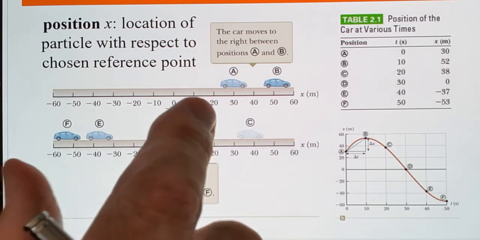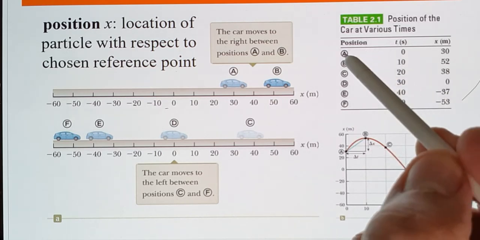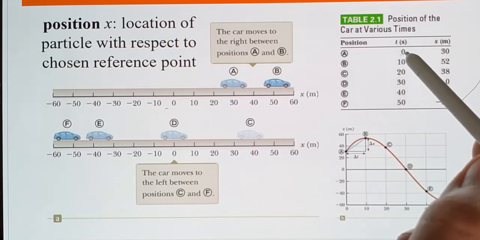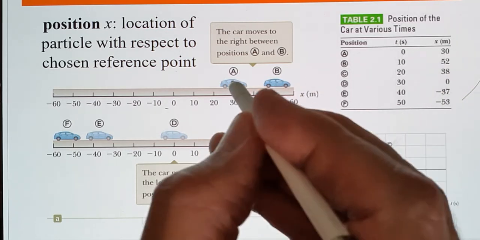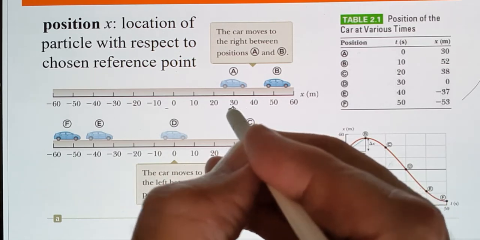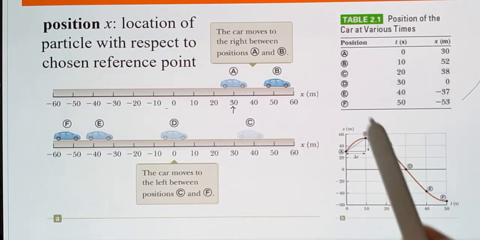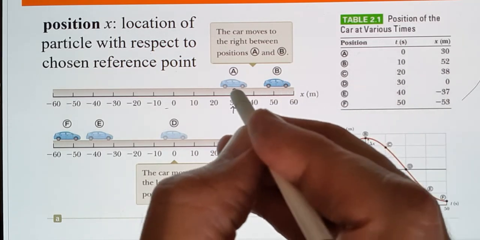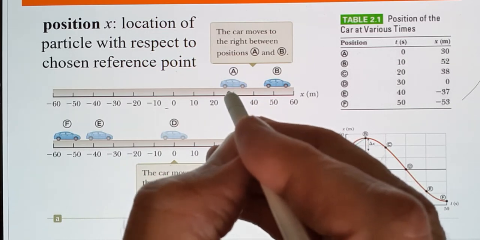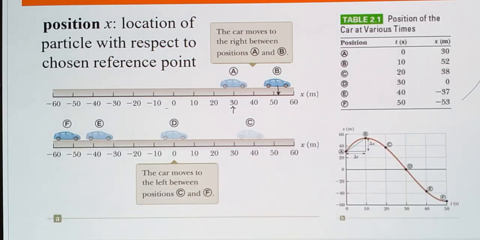Okay, now let's try to understand these data. Position A, at time equal to 0, the position is 30. So at time equal to 0, the car was here, as you can see. Then B, after 10 seconds, the car is at 52. Here in the example, he is following the door handle of the car. So that's 52.